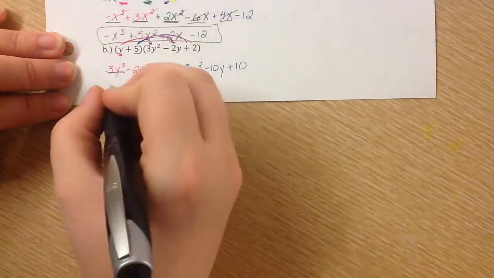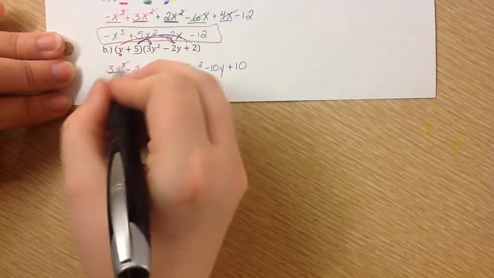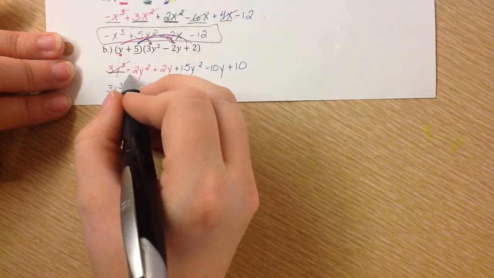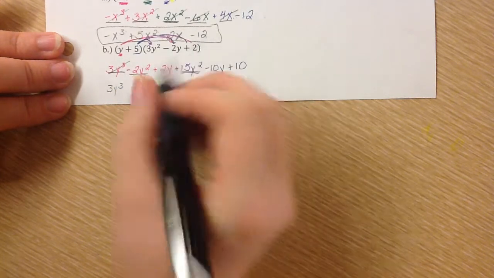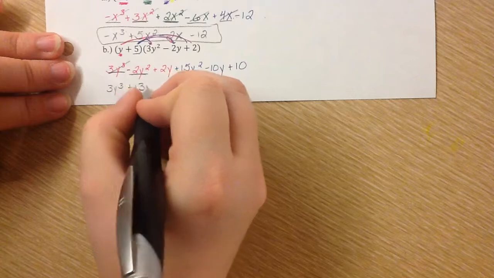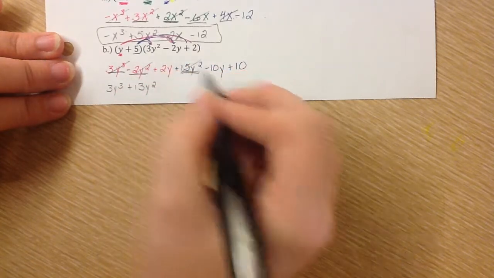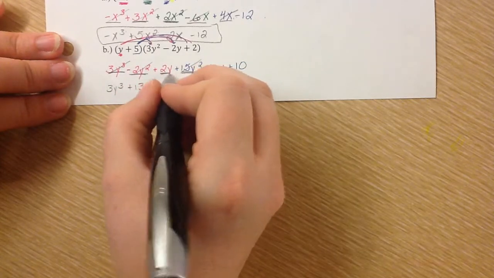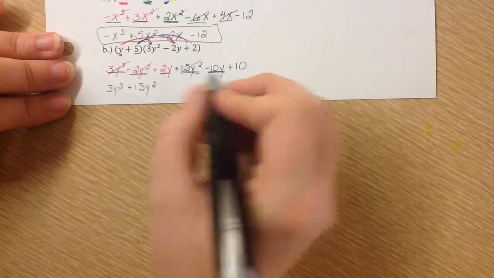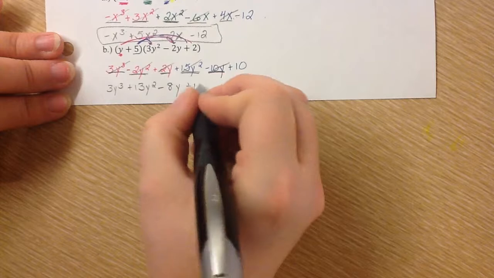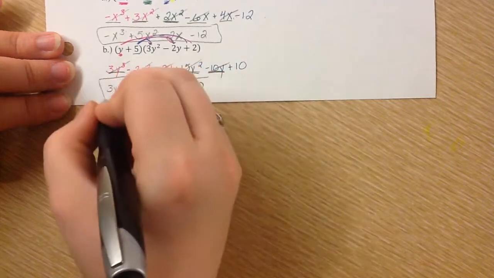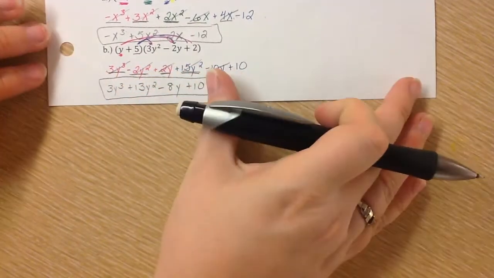So there's 3y to the third, there's only the one of them. Okay, now y to the second. I've got negative 2y to the second plus 15y to the second. That gives me 13y to the second. Got those guys taken care of. 2y minus 10y gives me negative 8y. Those are taken care of, and then plus 10. There's my final answer. Okay.